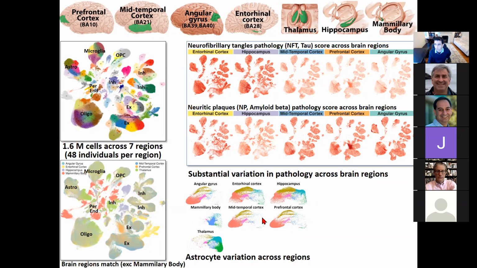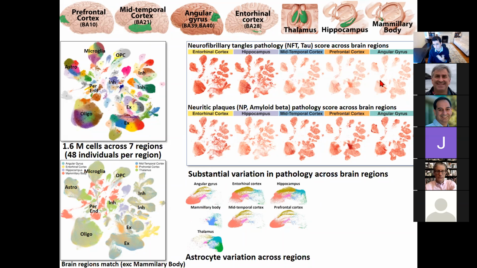We were expecting that neurons would be very region specific, but we're finding that nearly every cell type except for microglia appears to have a lot of region specific expression patterns. So if you look at even astrocytes, something that we would not expect to be very dramatically different, you see that the subcortical versus the cortical regions, and specifically thalamus and mammillary body, are in fact showing dramatically different expression patterns for those.